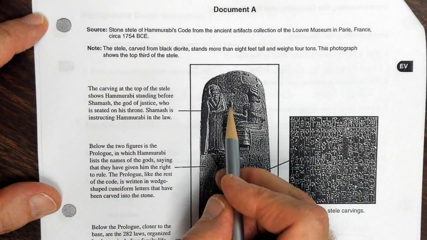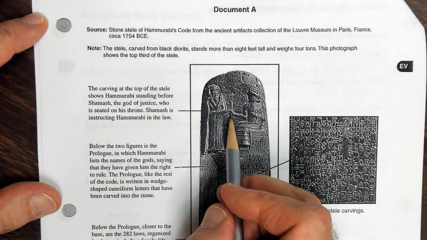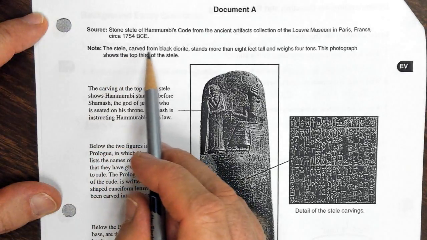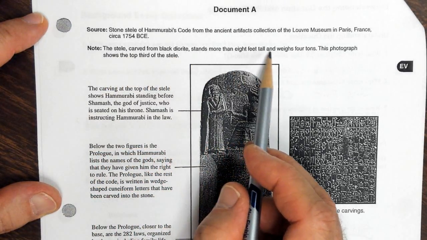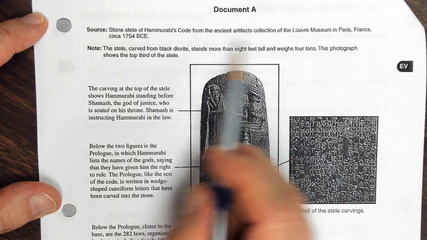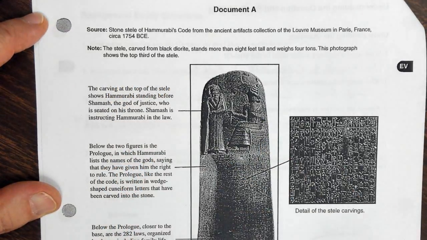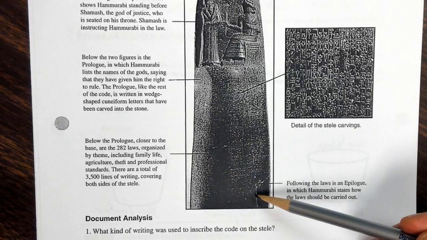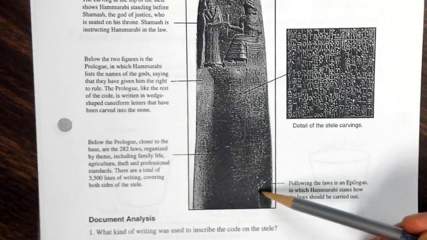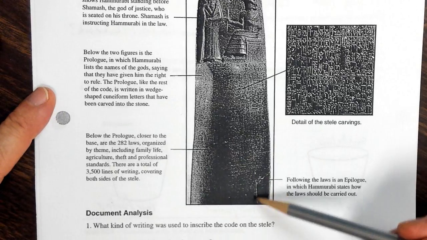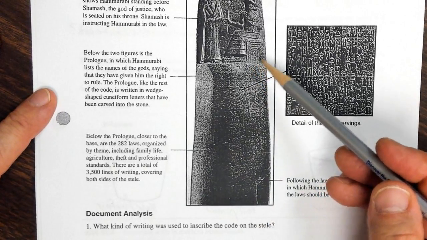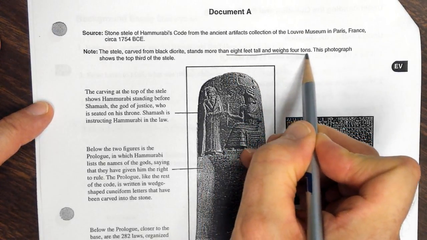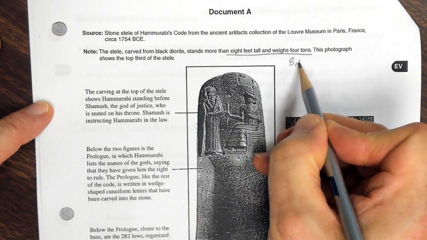So that makes this a primary source. This is the real thing. We can look right at it. So that's a primary source. And it says here, note, the stele carved from black diorite stands more than 8 feet tall and weighs 4 tons. This photograph shows the top third of the stele. So even in this photograph, from here to here is only the top third of the stele. There's 2 more thirds. So this is a huge, massive stone, 8 feet tall, 4 tons. 4 tons, that's 8,000 pounds.